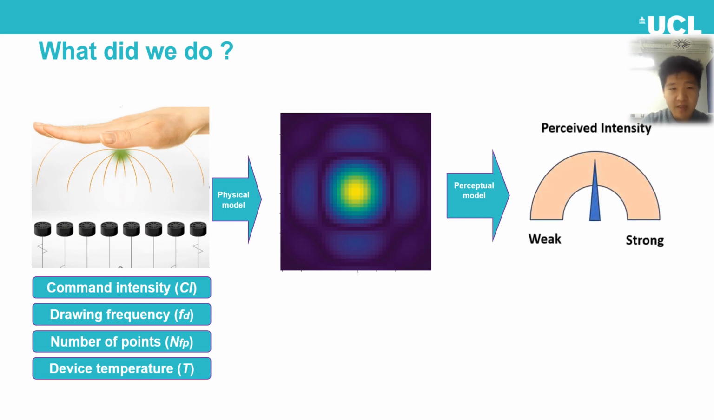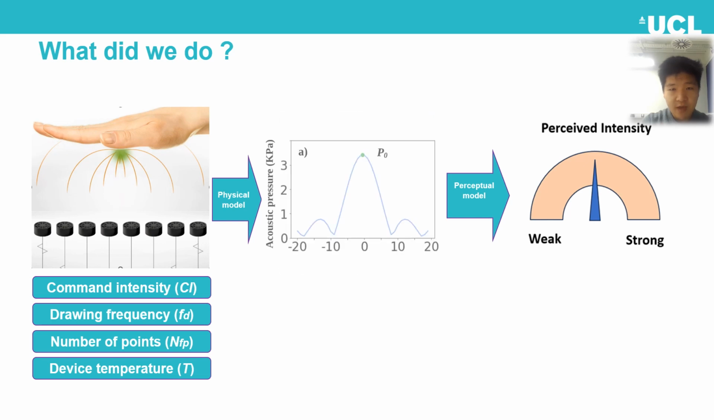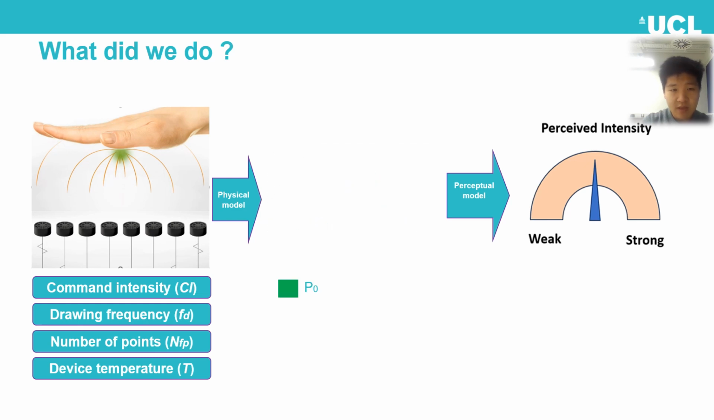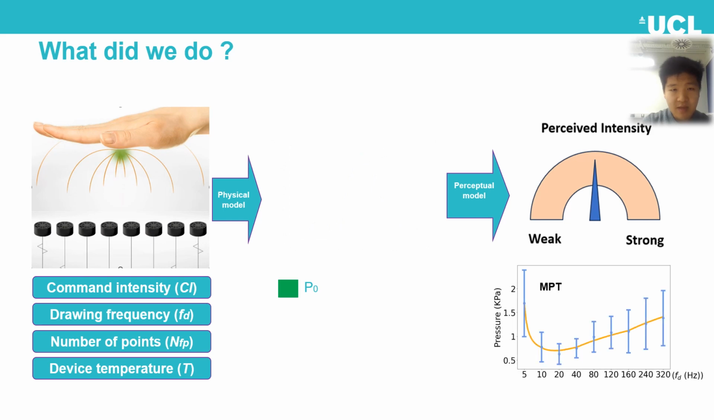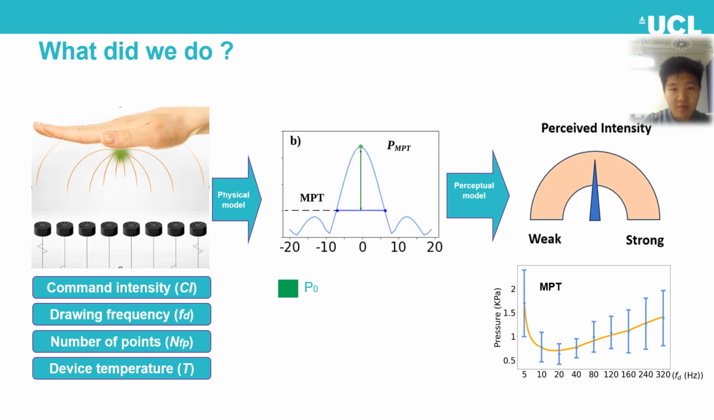Five key properties are considered in this paper. Firstly, the peak pressure of the focal point is assessed, representing the maximum pressure exerted at the focal point. Subsequently, by examining the minimal perceivable threshold at various drawing frequencies, the peak pressure relative to the minimal perceivable threshold is determined, providing insight into the pressure relative to the perceivable threshold.